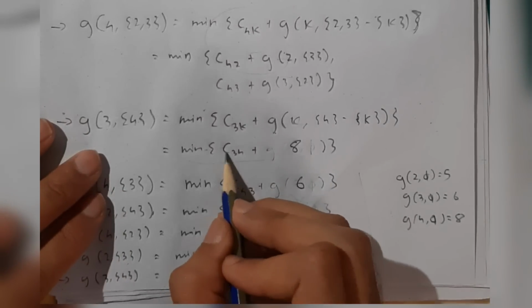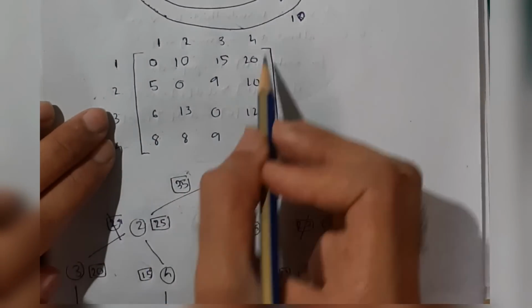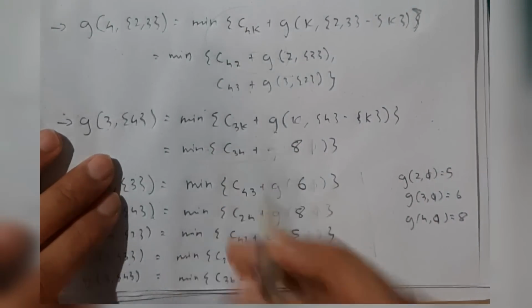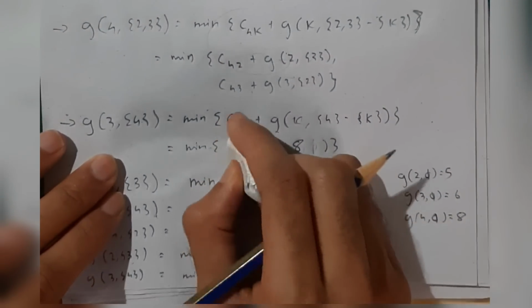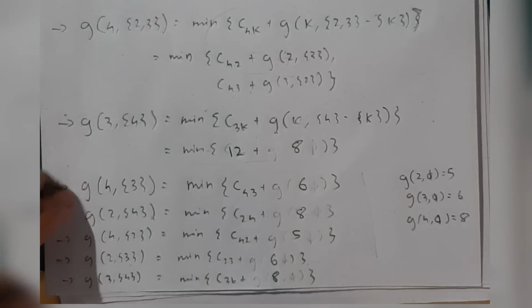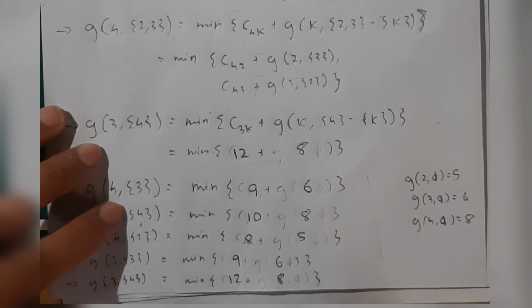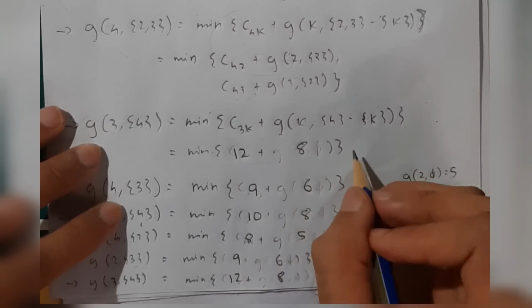For example, C of 3 4, what is C of 3 4 here? C of 3 4 is 12. So instead of 3 4, I'll be writing 12. Like that I'll be doing for the rest of the values also. I have written these values looking at the table, and now I'll be adding these both and writing the answer here.